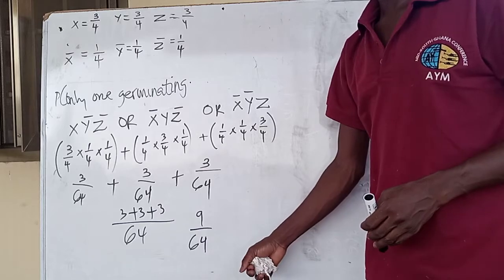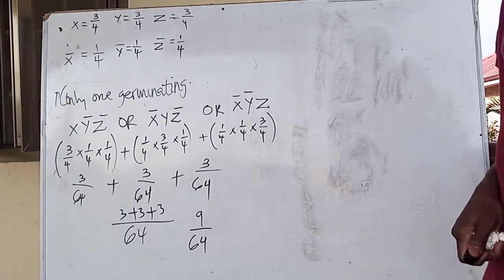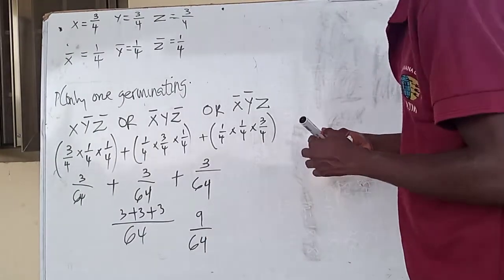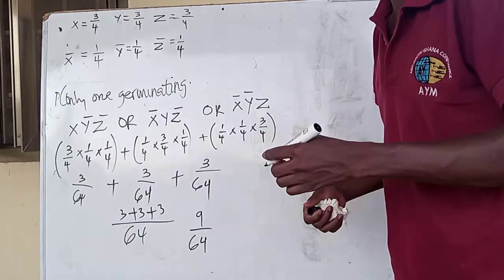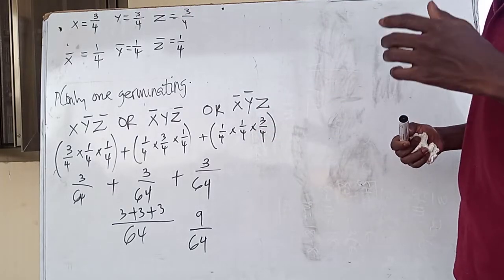Try 9 over 9. Alright, so this you can just simplify. Okay, let's divide it by 3, right? Let's see.